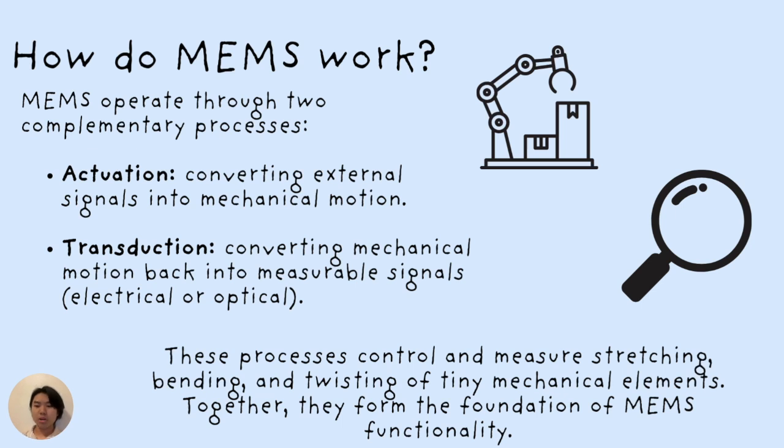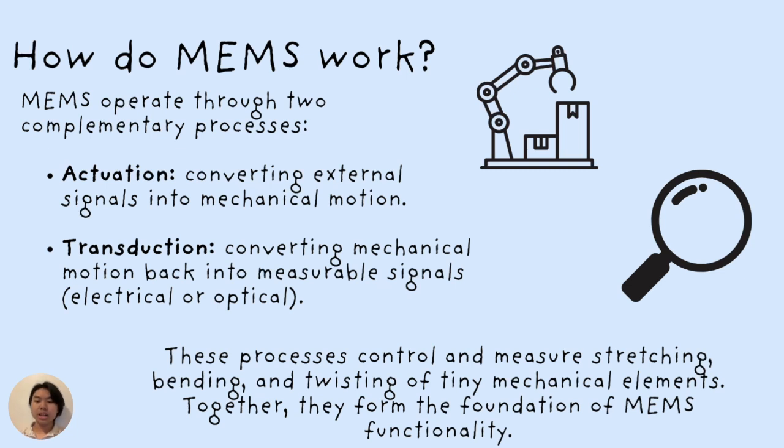At their core, MEMS operate through two complementary processes, actuation and transduction. These two processes are the core of MEMS technology, enabling us to both control and measure the behavior of their tiny mechanical elements. Think of these elements as microscopic beams, cantilevers, or membranes that can stretch, bend, or twist. The magic of MEMS lies in how we make these structures move, and then how we capture and interpret that motion. Actuation is the first half of the story.